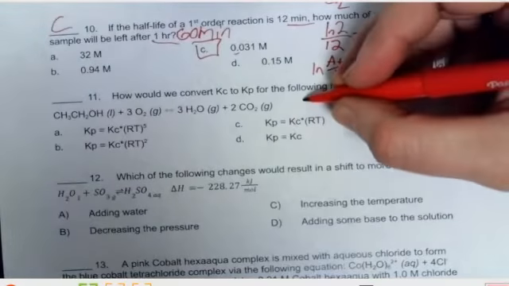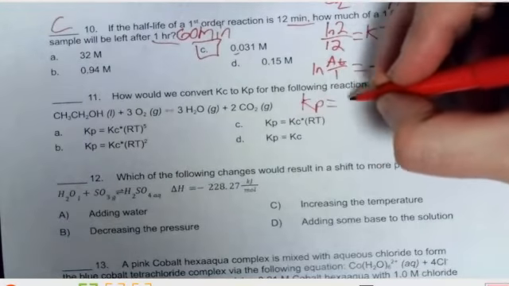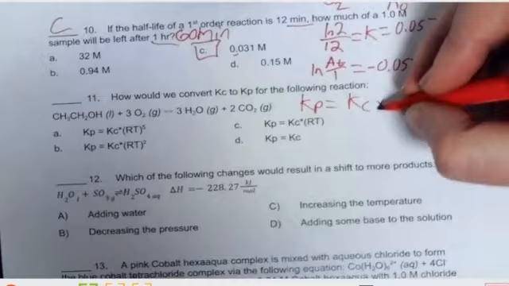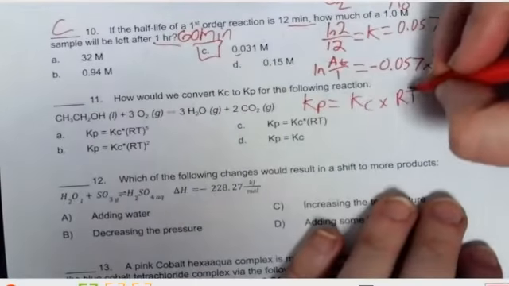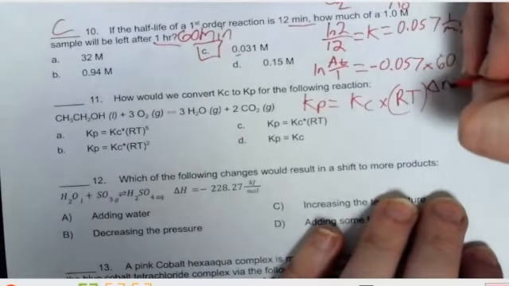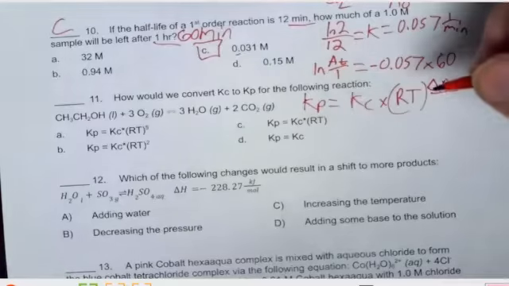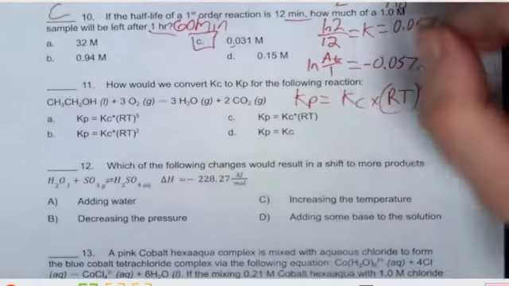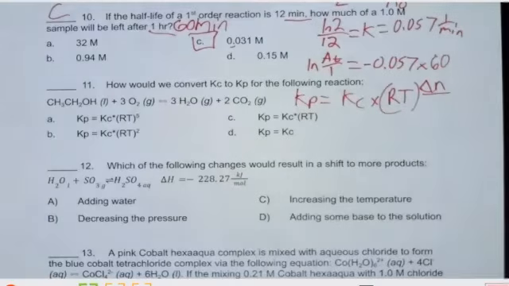How do we convert Kc to Kp? The relationship is Kp equals Kc times RT to the power of delta N. Delta N is the moles of gases. How many moles of gas change?